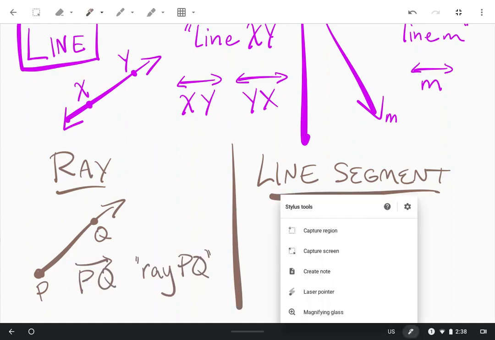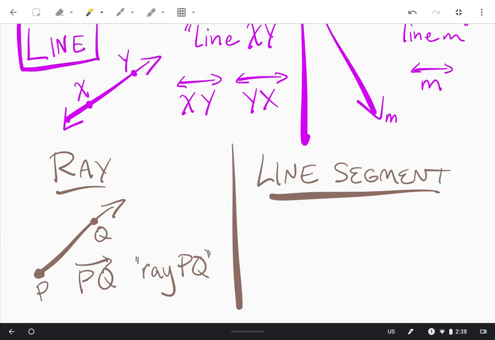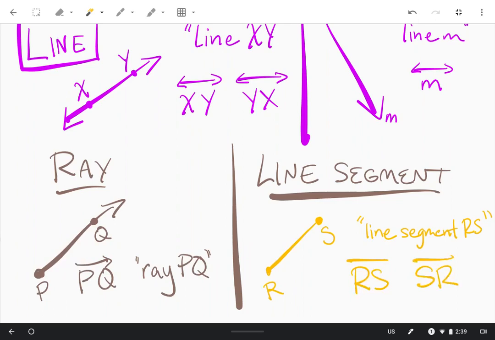Line segments are a category that refers to things that have two endpoints. So a line segment is going to look like this. There's going to be a point on either end. Let's just call this RS. This line does not go on in either direction. It stays between R and S. And so we would call it line segment RS. Also could be written as RS with just a line with no arrows, or SR, line with no arrows.